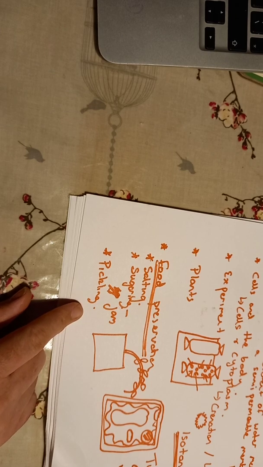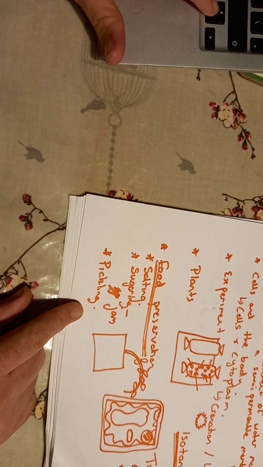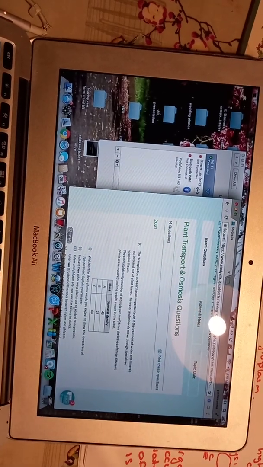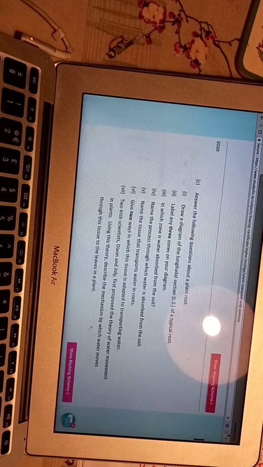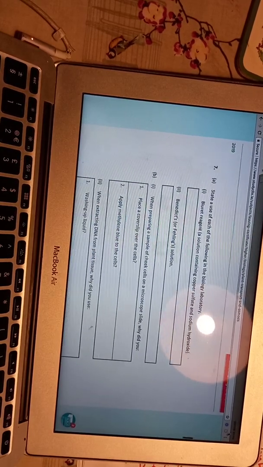Now I just want to have a little look at some exam questions on this. So we're going to have a look at the plants, because it generally comes up with plants. Now, osmosis and transport questions. Let's make that into a bigger screen. Okay, now let's have a look for osmosis. That's a plant-based one.